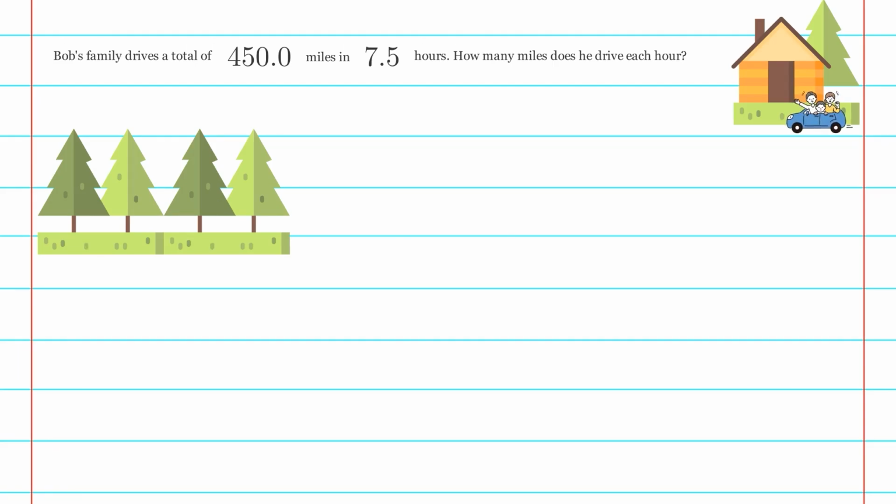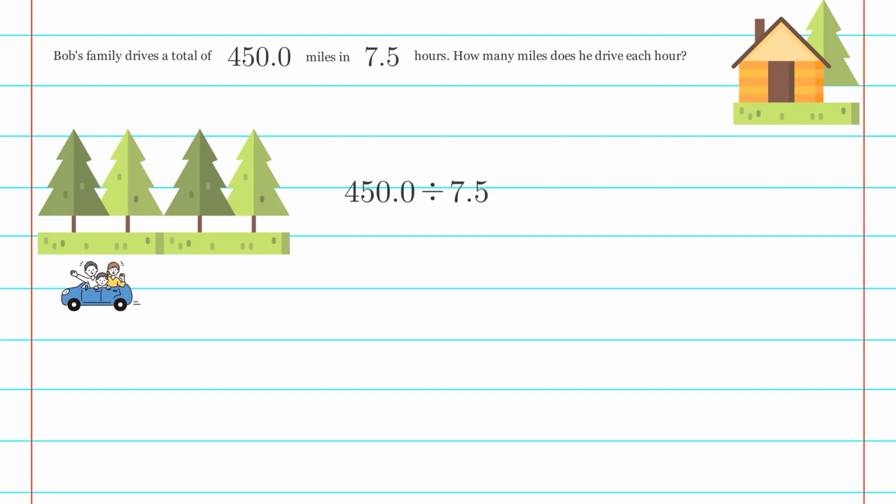Just by looking at this question, can we say that it is a division problem? Well, let's see. The calculation involves distributing the total distance evenly across the total time. The problem asks for a rate, how many miles per hour. Now this is a classic setup for division. Division is all about distributions and rates. You divide the total miles by the total hours to find the miles driven per hour. So we have 450 divided by 7.5.